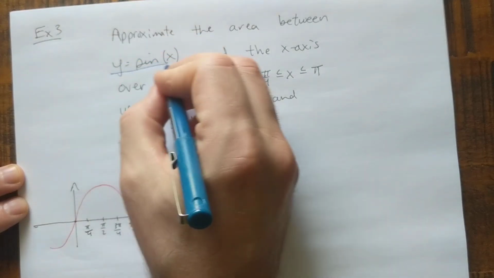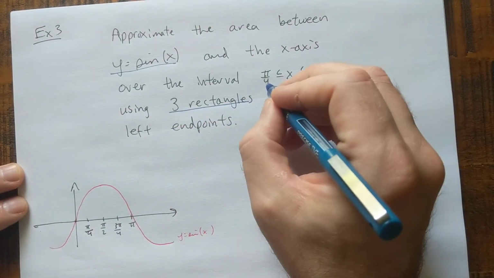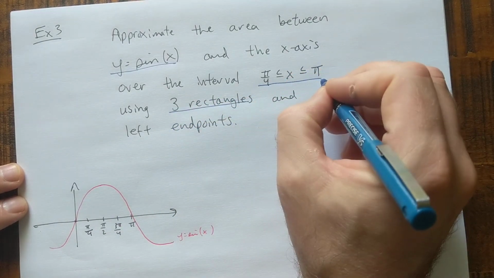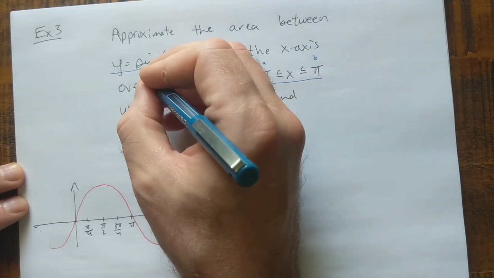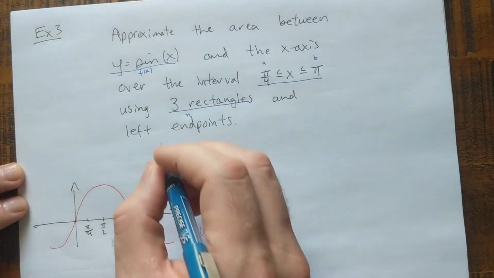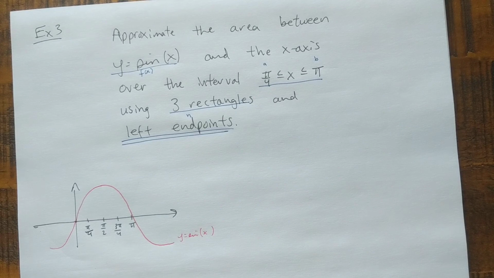What do we have? We have the function f of x is going to be sine of x. N is 3. We're using 3 rectangles. And this is our interval. So here's a, here's b. This is n. This is f of x. And then this is going to be the endpoints we use. We're going to use left endpoints in this one.